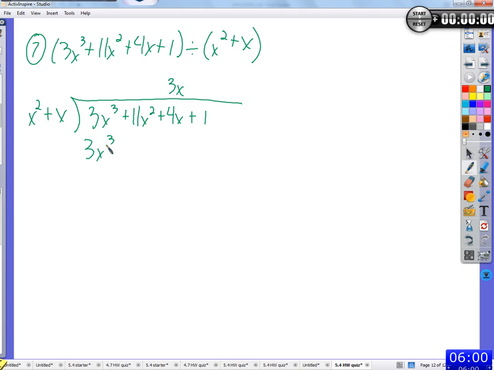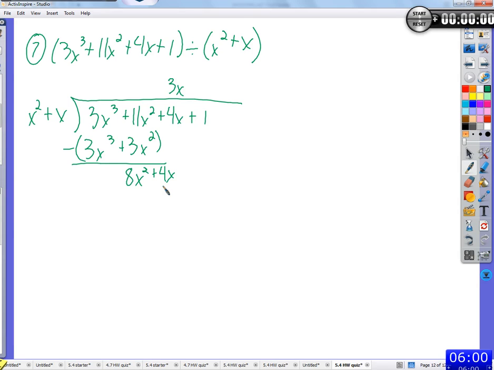3x times x is 3x squared. Okay, but we wanted 11x squared. So we subtract, and we find out that what we need to add to 3x is 8x squared. We need to add 8. And then you bring down that 4x, because you're also going to want to get 4x whenever you figure out what this is. Do you have to put the 8 up there? After the 3x at the very top? Yeah.